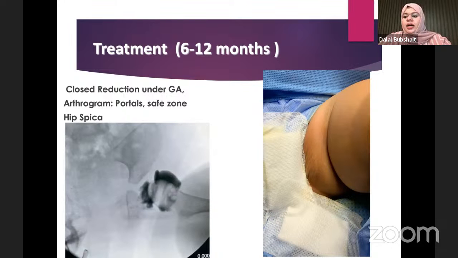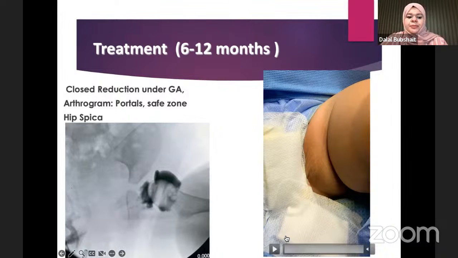The choice of arthrogram depends on your situation in the world. North Americans would prefer an arthrogram. The Europeans are hesitant about arthrograms. The good thing about an arthrogram is it tells us about the intra-articular problems of the acetabulum, and it tells us that we have a concentric reduction, and it will help us see the ossific nucleus because it's not apparent.